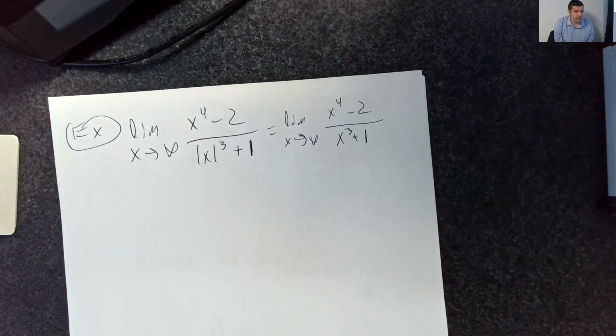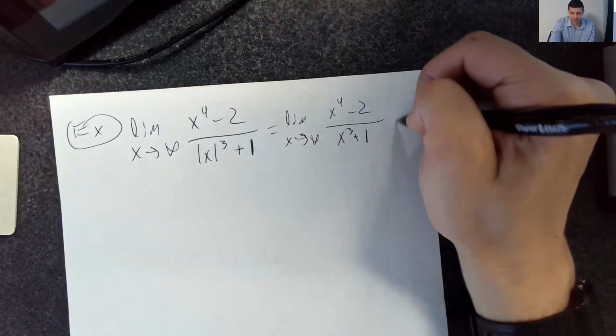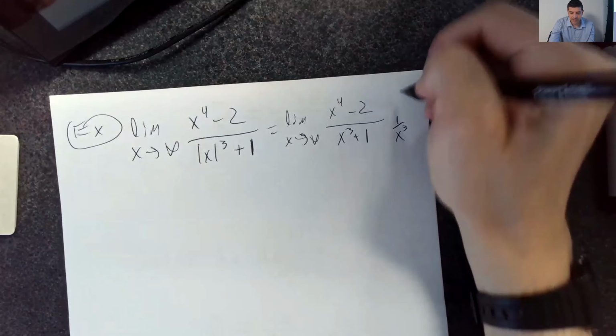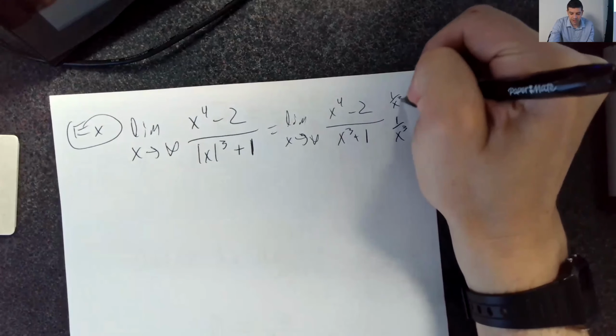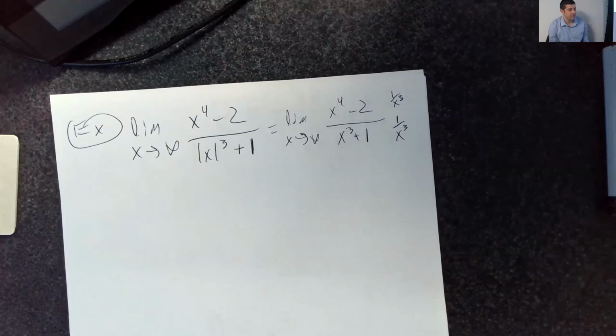Okay, biggest term in the denominator, what is it? X third. So try that. I'll give you guys a minute. X third, numerator and denominator. Try to do the algebra the same way we did before. Take a moment.